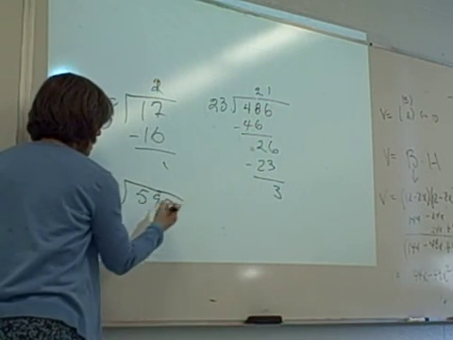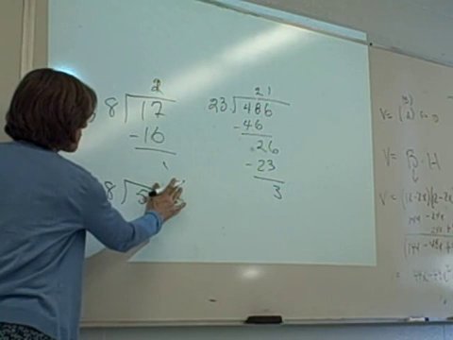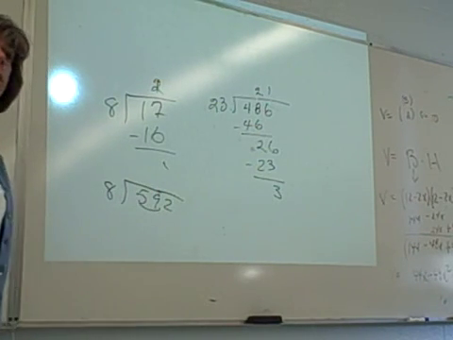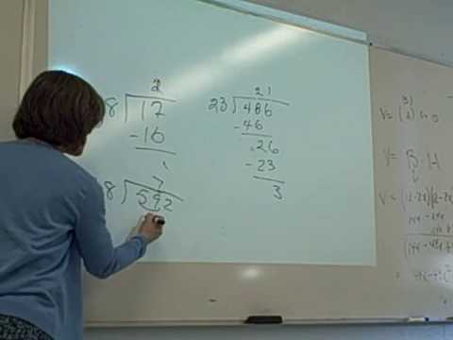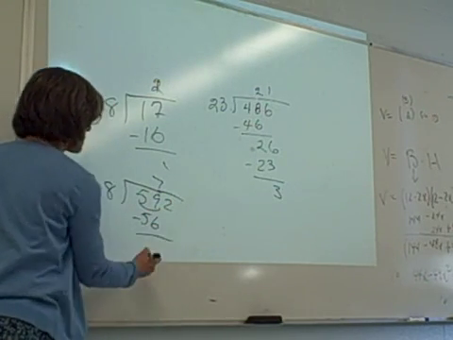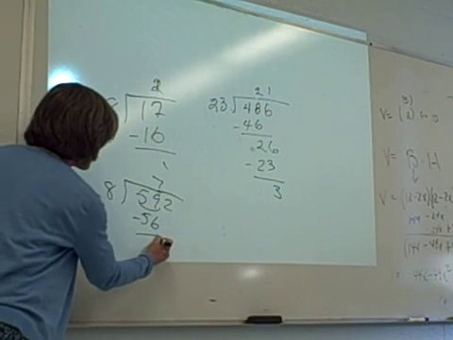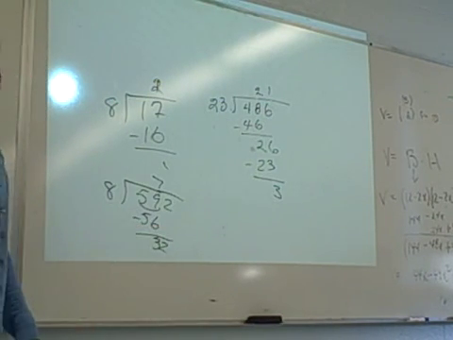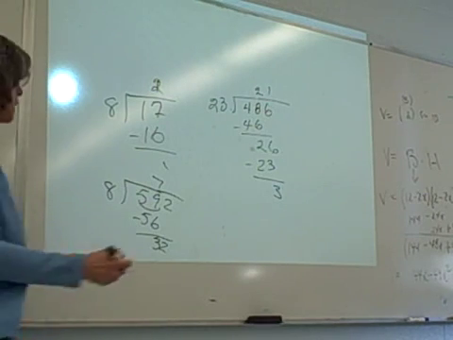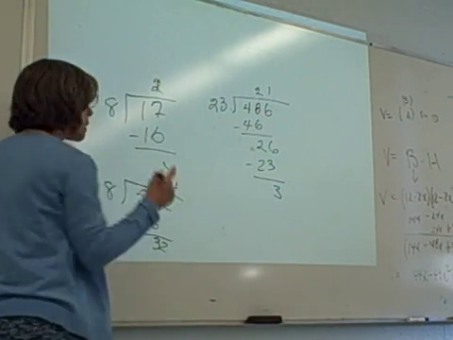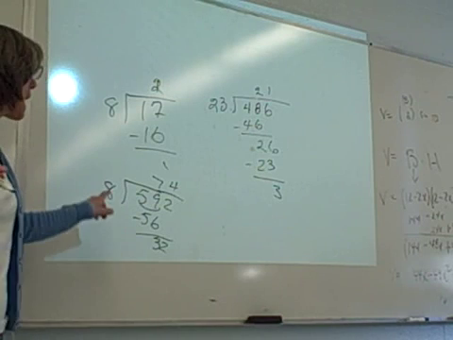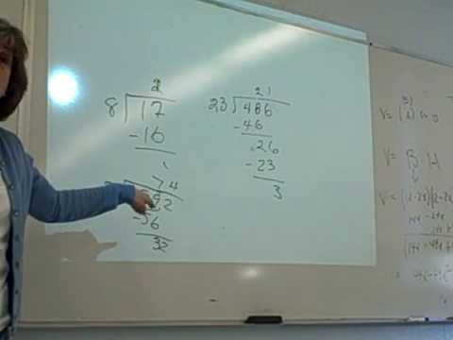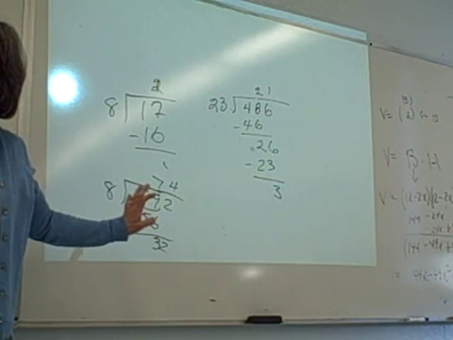Okay, so how many times does 8 go into, let's go with, 592? It doesn't go into 5, but it goes into 59. 8 goes into 59 7 times, which is 56. I'm subtracting, and I have 3 left over. I bring my 2 down, and 8 goes into 32 4 times. So let me ask you this, is 8 a factor of 592? Yes, because it goes in evenly.